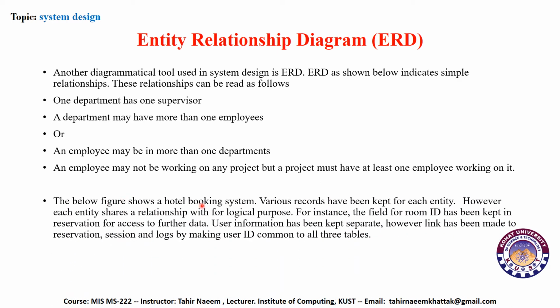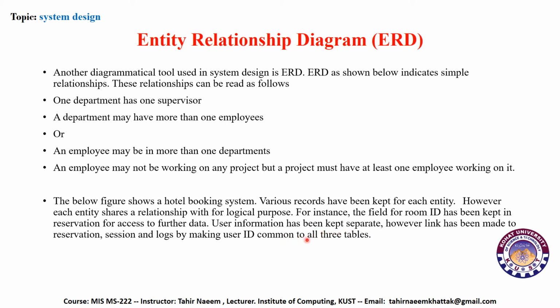So the figure below shows a hotel booking system. Various records have been kept for each entity. However, each entity shares a relationship with others for logical purposes. For instance, the field of room ID has been kept in reservation for access to further data. User information has been kept separate. However, a link has been made to reservation, session, and logs by making user ID common to all three tables. So in the following diagram on the next slide, there is a hotel booking system which we have designed, in which we have kept a user ID.